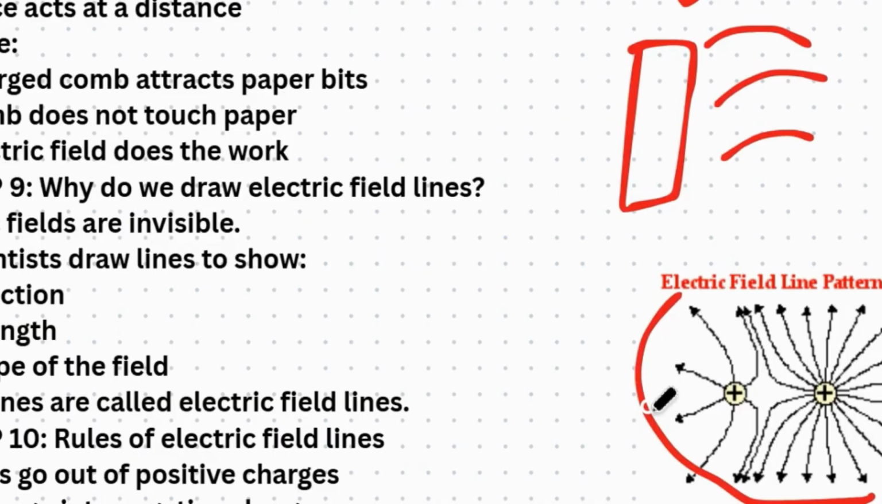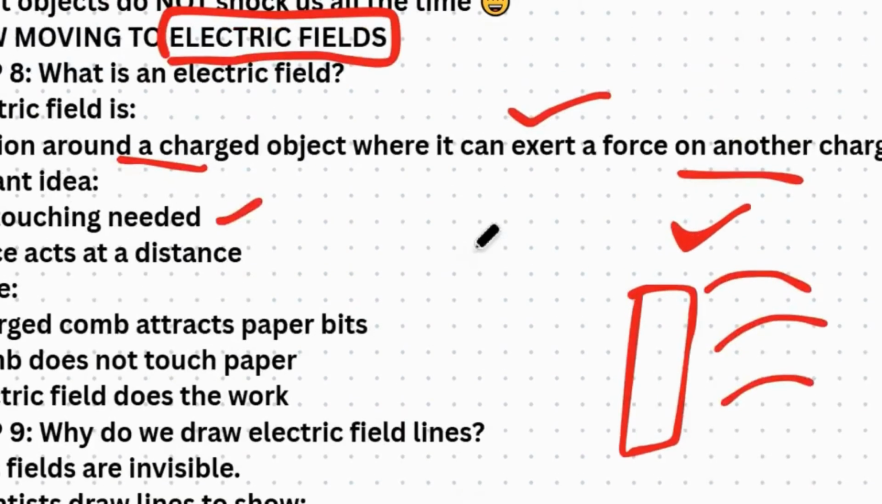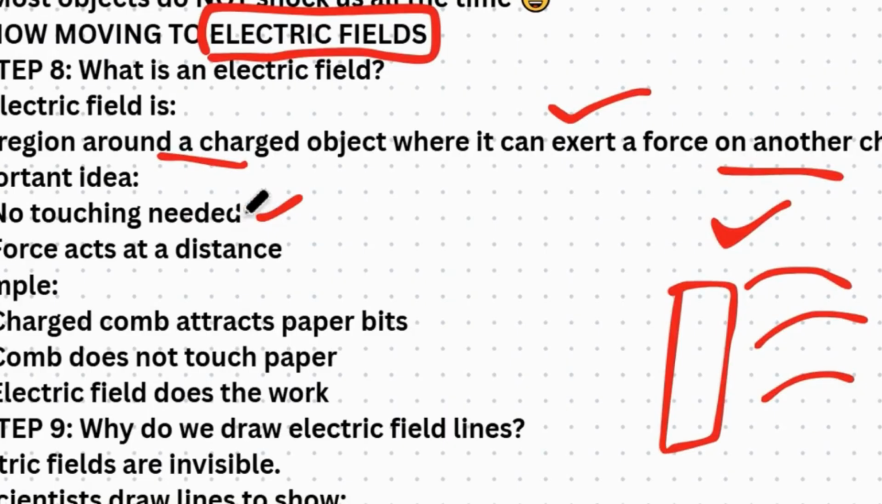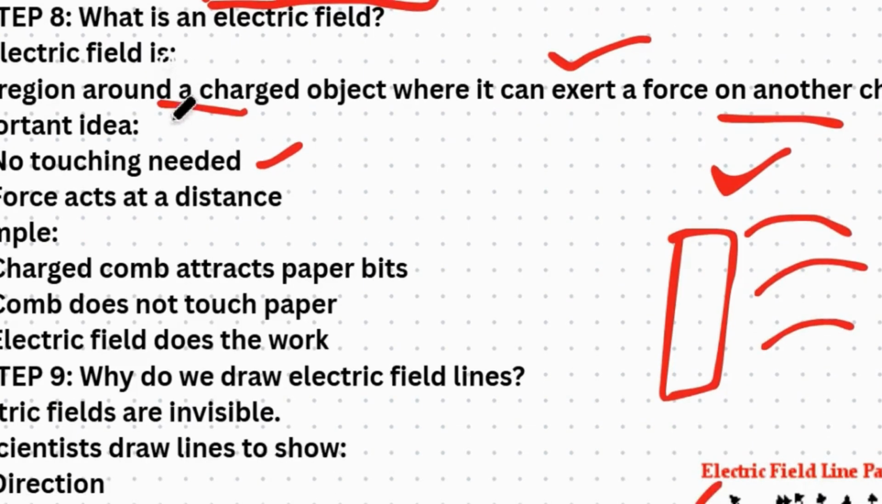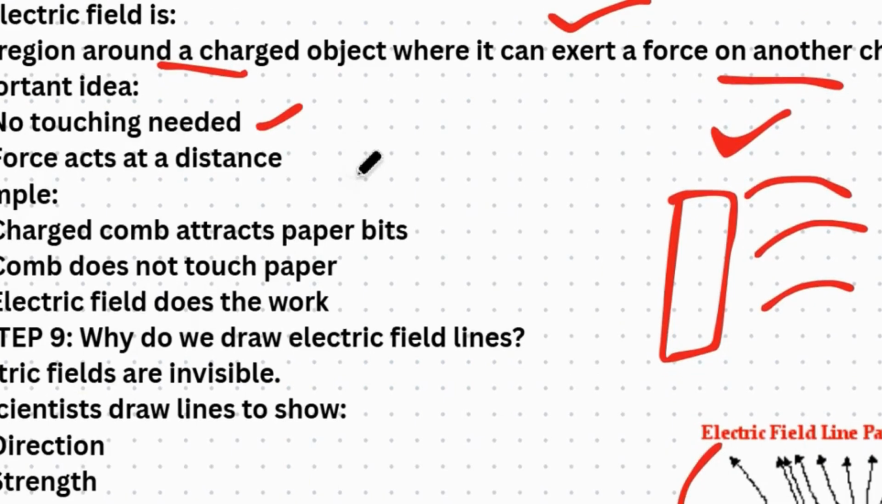See, even though the ruler is at a distance, still it's pushing the small pieces of paper towards it. It's not even touching. They are in the air. That's the property of electric field, that in that area there's an electric field which is acting, because of which that push is occurring. So an electric field is the region around a charged object where it can exert a force on another charge. Important idea: no touching needed, force acts at a distance.